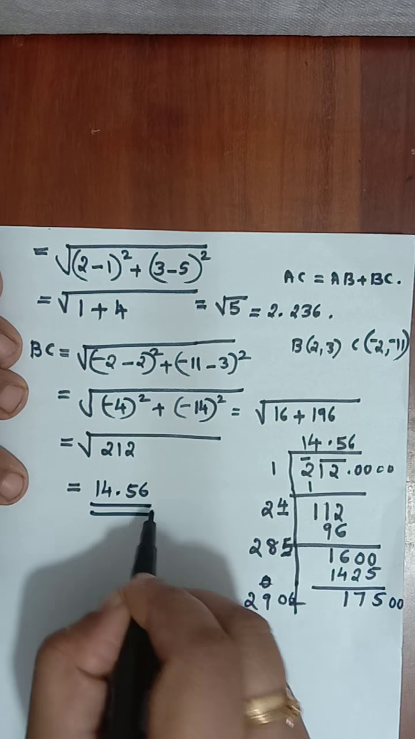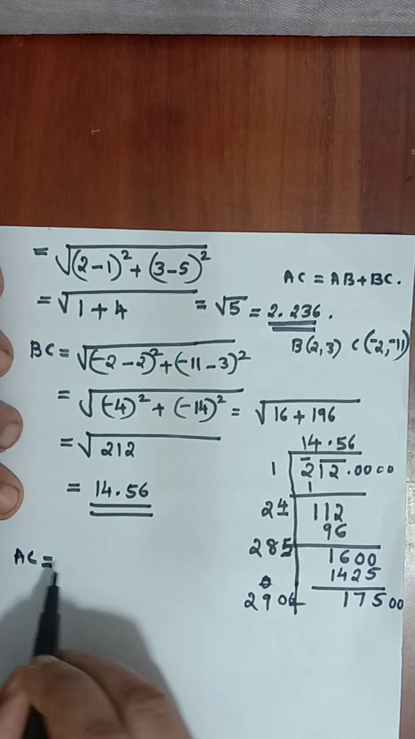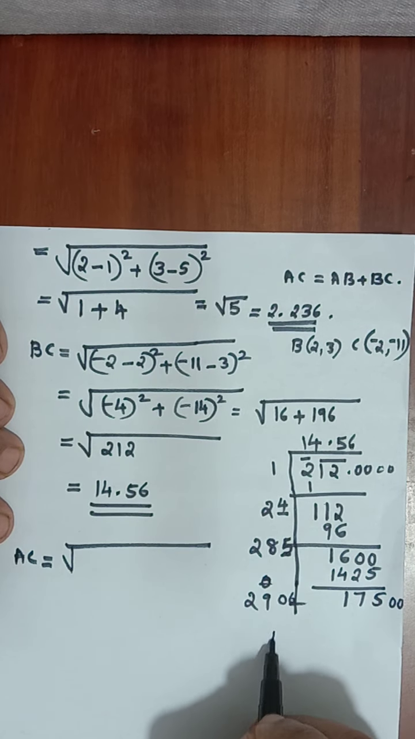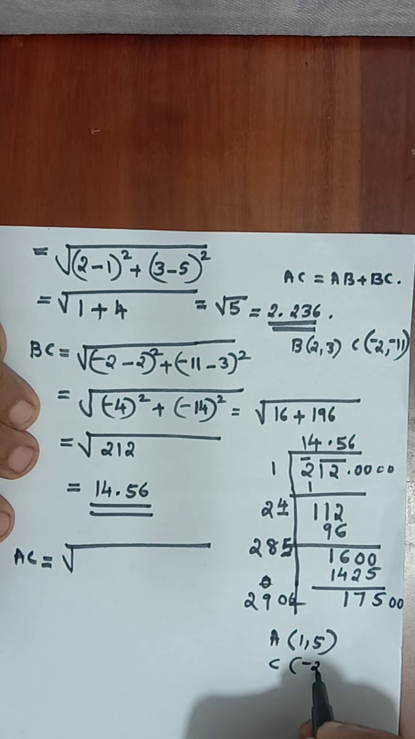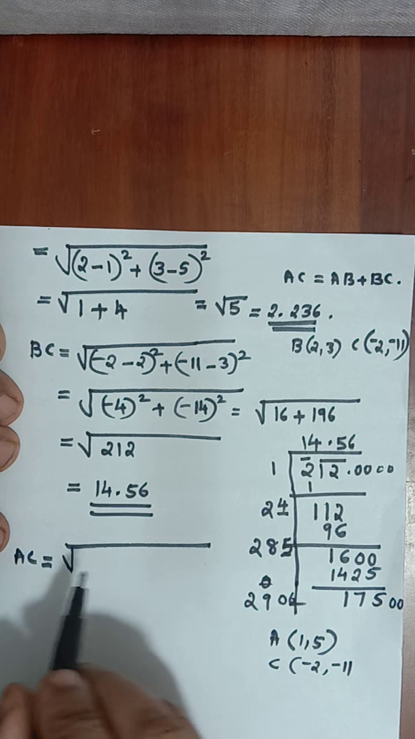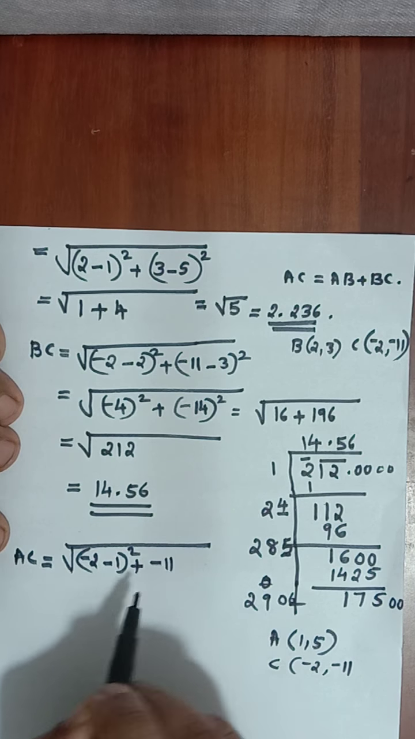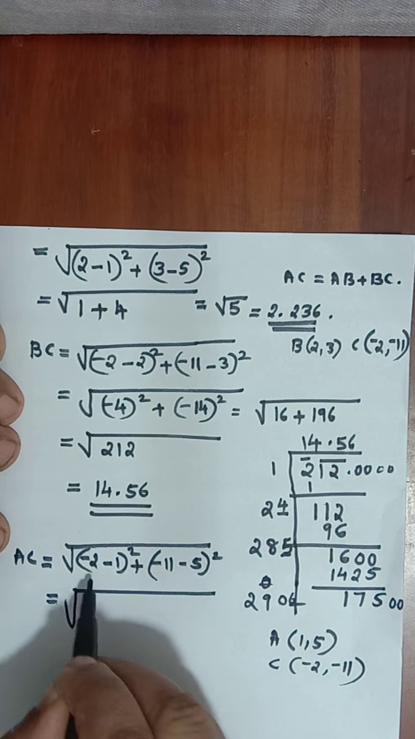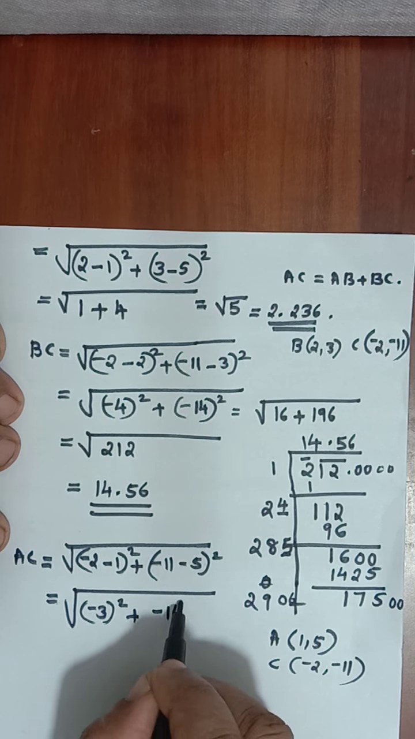14.56 here we have. So we got AB and BC. Let us see what is AC equal to now. AC is equal to square root of. What is our A? A is 1, 5. C is negative 2, negative 11. So let us find out what is AC. x2 minus x1, negative 2 minus 1 whole square plus y2 minus y1 whole square. Okay, negative 2 minus 1, negative 3 whole square plus negative 11 minus 5, negative 16 whole square.